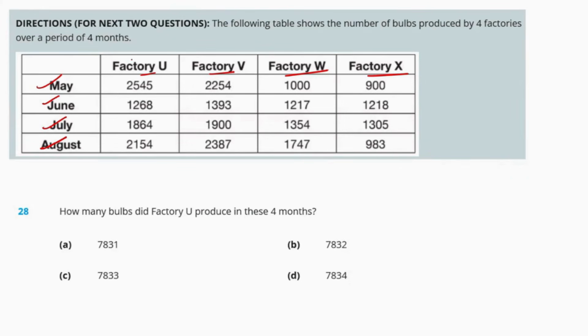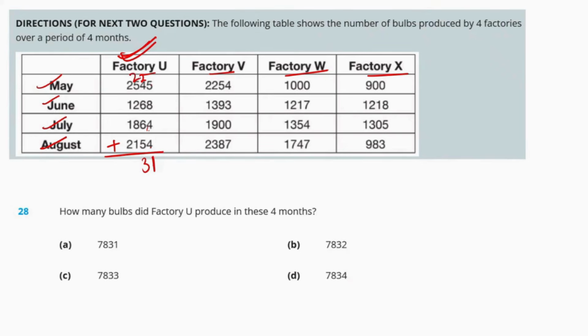So in the first question, we have to talk about this factory U, and it is asked how many total bulbs were produced in the 4 months. So for doing so, we have to do the addition of all of these. So let's do it together. So 4 plus 4 is what? 8. 8 plus 8 is 16. And 16 plus 5 will be 21, right? So 1 we will write here and 2 will be carried here. Then 6 plus 5 is 11. 11 plus 6 is 17. 17 plus 4 is 21. And 21 plus 2 is 23.